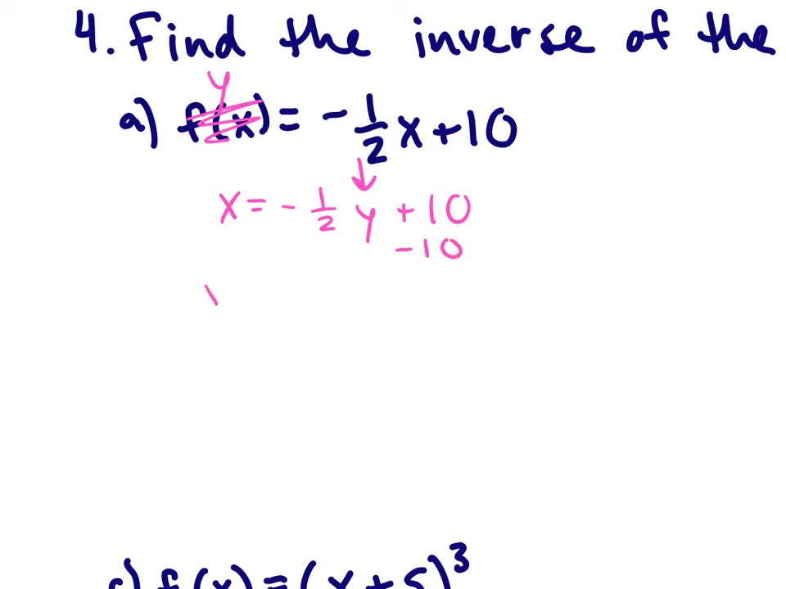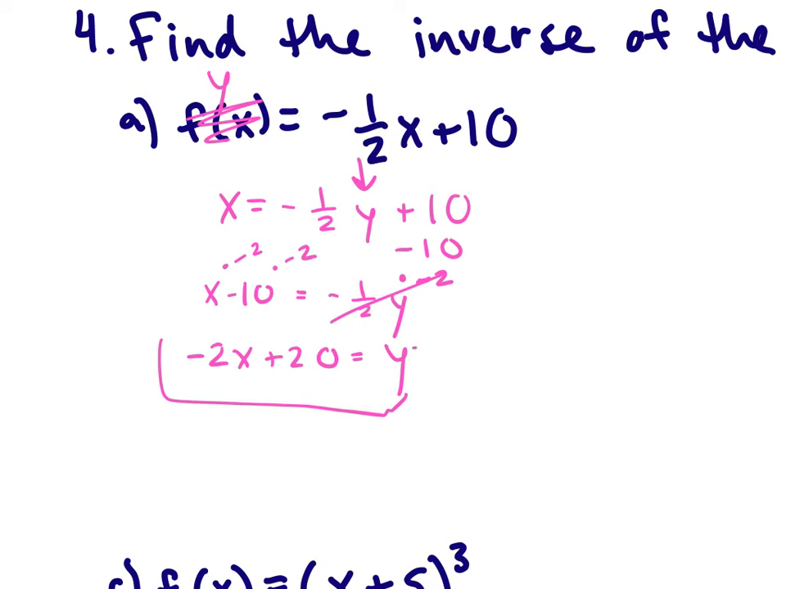Subtract the 10. So x minus 10 is equal to negative 1/2 y. How do we get rid of that negative 1/2? So I'm going to multiply everything by negative 2, because that'll get rid of that negative also. So if I multiply the y times negative 2, I have to multiply this times negative 2, and the negative 10 by negative 2. So I'm multiplying everything by negative 2. So x times negative 2 would be negative 2x. Negative 10 times negative 2 would be plus 20. And these cancel. So that's just y.